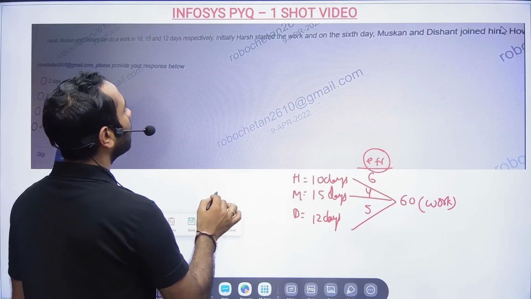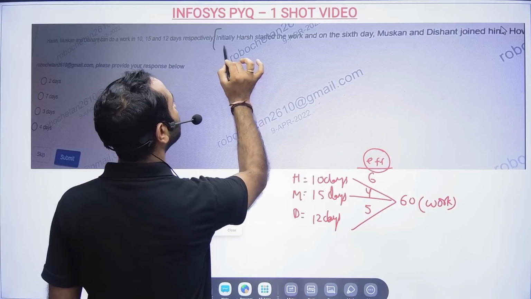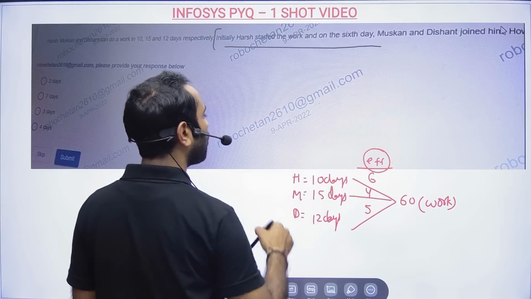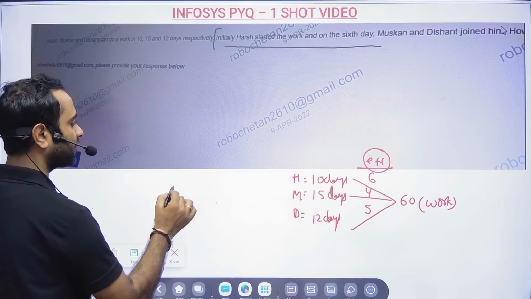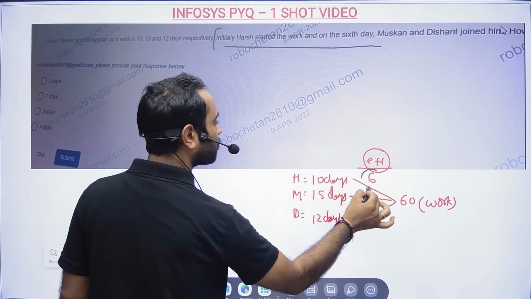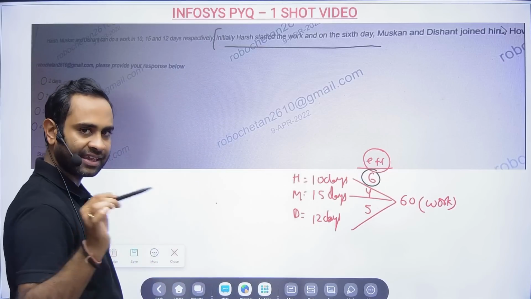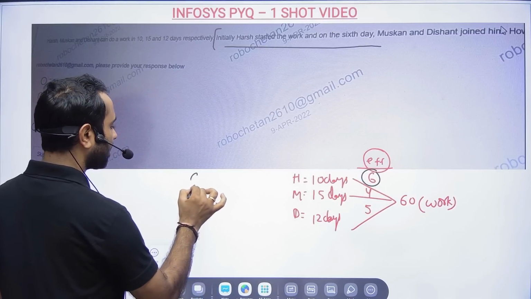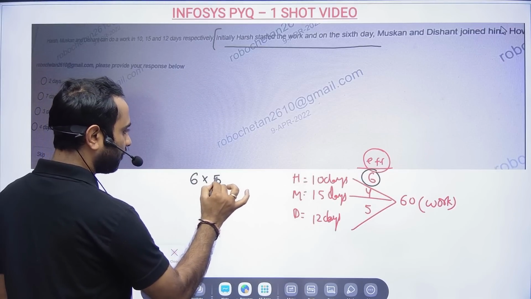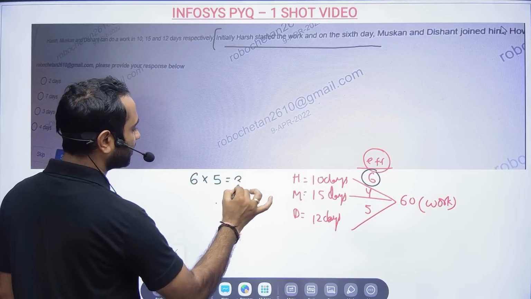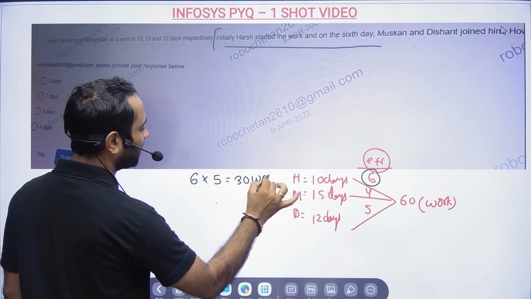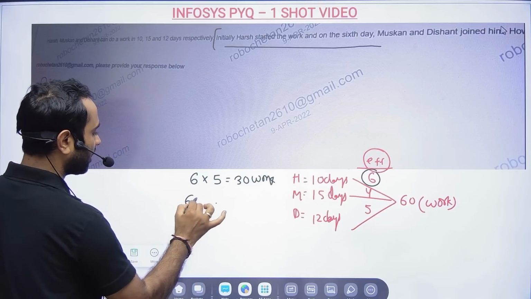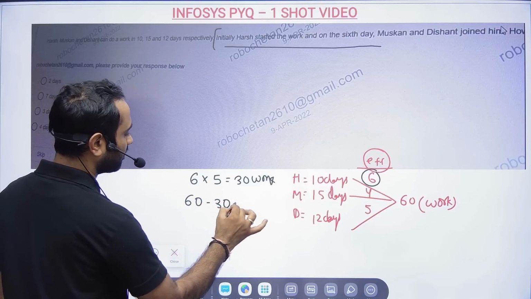Okay, now what they are telling is, initially Harsh started the work and on the 6th day... that means 5 days Harsh worked. So Harsh's efficiency is 6, meaning Harsh can complete 6 work in a day. So if Harsh worked for 5 days, Harsh completed 30 work. Okay, what is the remaining work? 60 minus 30, that means 30.